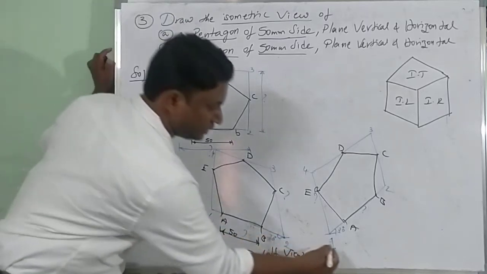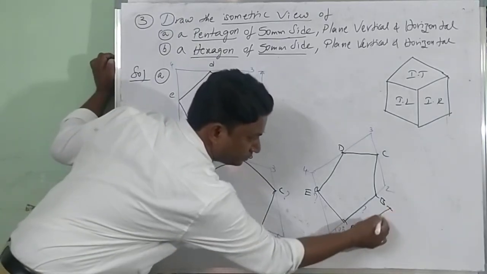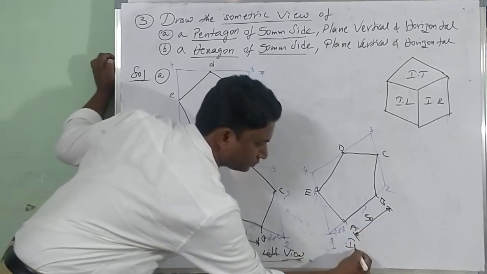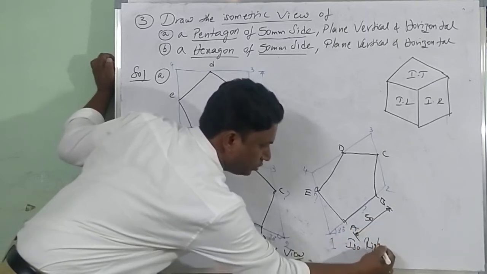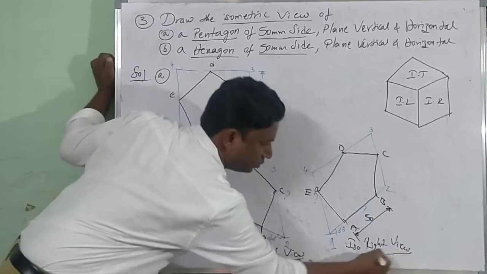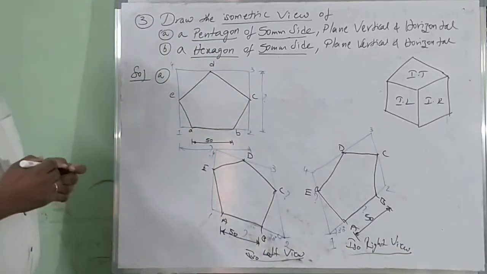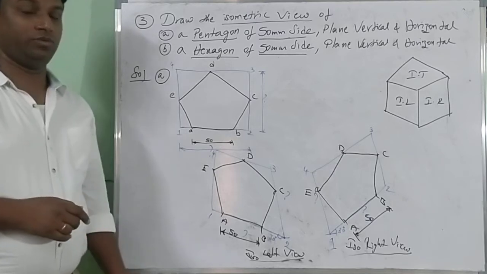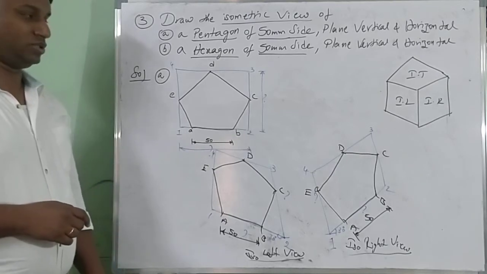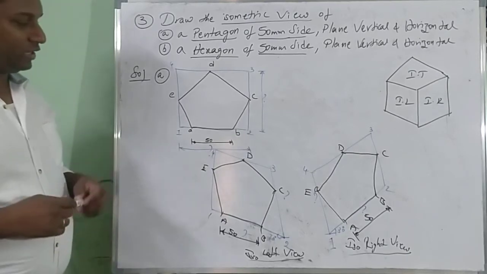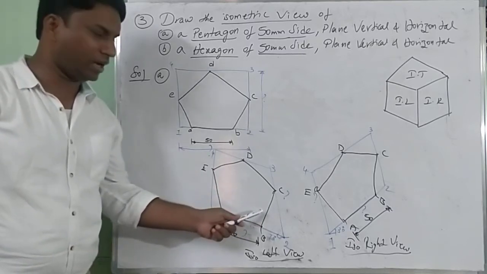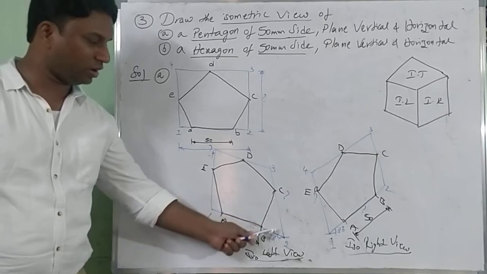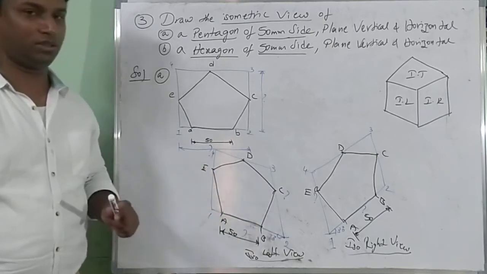See, this is the dimension here, 50. Iso right view. The simple thing is that you have to draw the box with the box method. See, I am showing the difference with the light line and thick line. These are all box lines. Box method means construction lines should be drawn with the box. Your answer should be in thick.